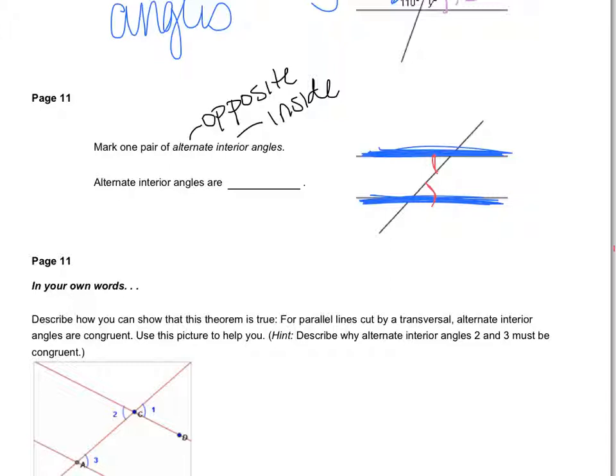And alternate interior angles are also congruent. So the two that I've labeled in pink are congruent, and the two that I've labeled in green are congruent.